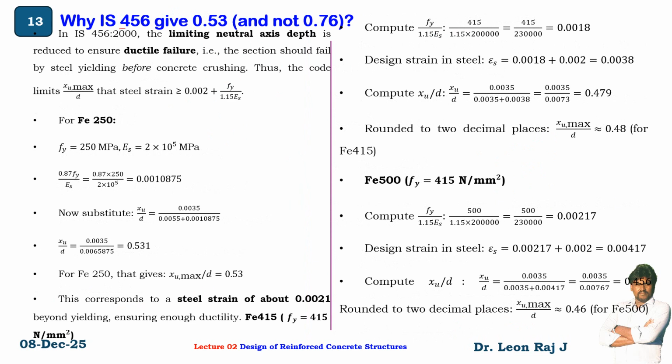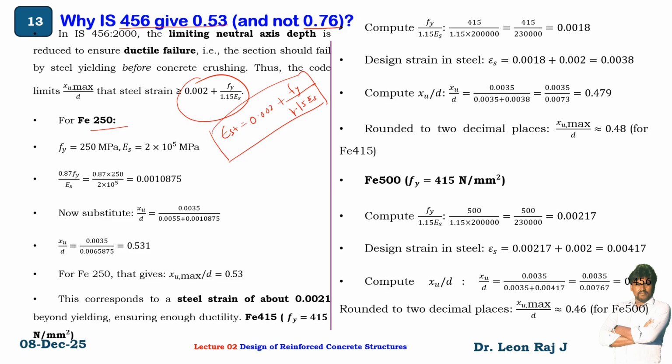Why does IS 456 give 0.53 and not 0.76? Here the unified strain values were taken. Epsilon st equal to 0.002 plus Fy divided by 1.15 Es. So this is the strain value. This strain value is substituted here, using the existing equation.